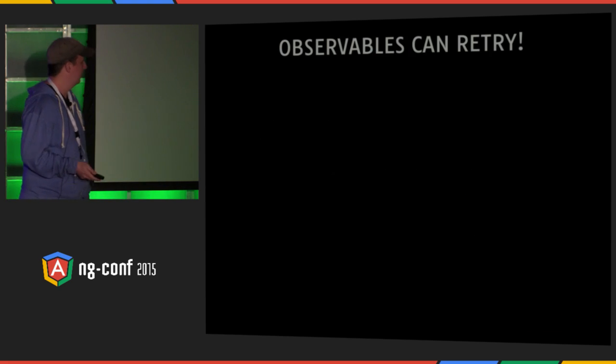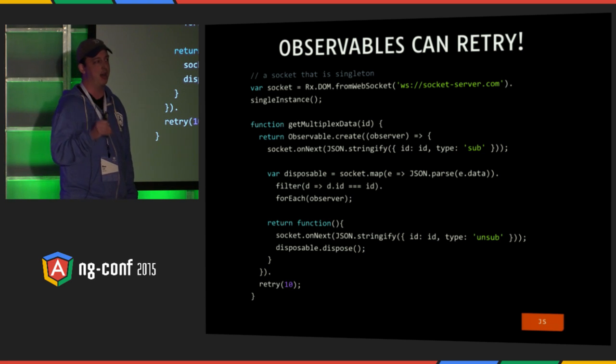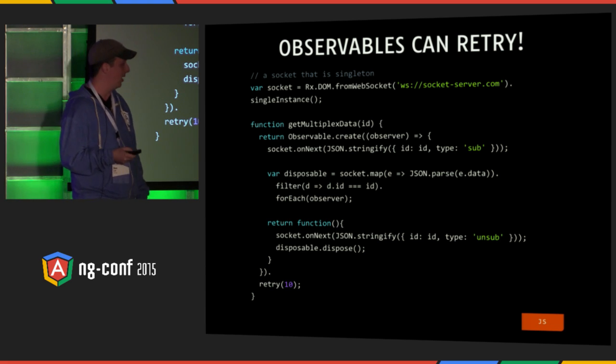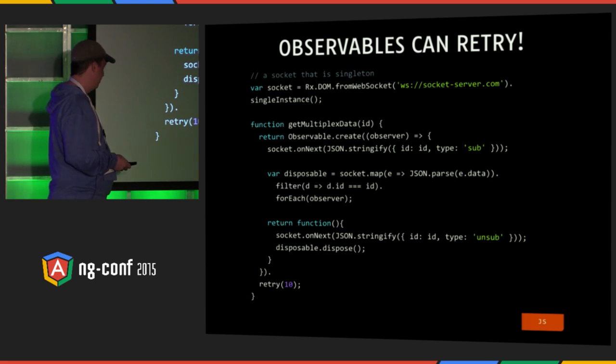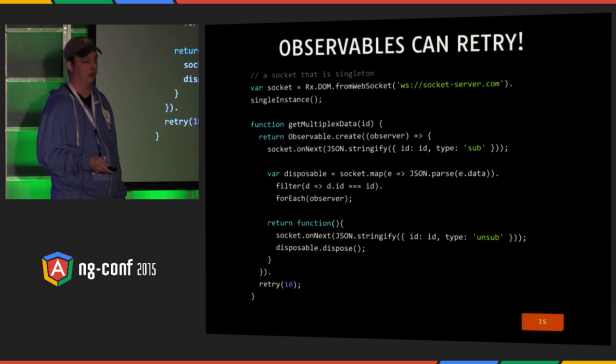So the code looks a little bit like this. This is pseudocode. But the nice thing about observables is since they embody the setup of whatever is getting your data stream, they can be retried. There's a simple operator you see here at the bottom that's just retry. There's also retryWhen, so you can get a little bit more elegant with how you retry if you want to do exponential step back or something like that.